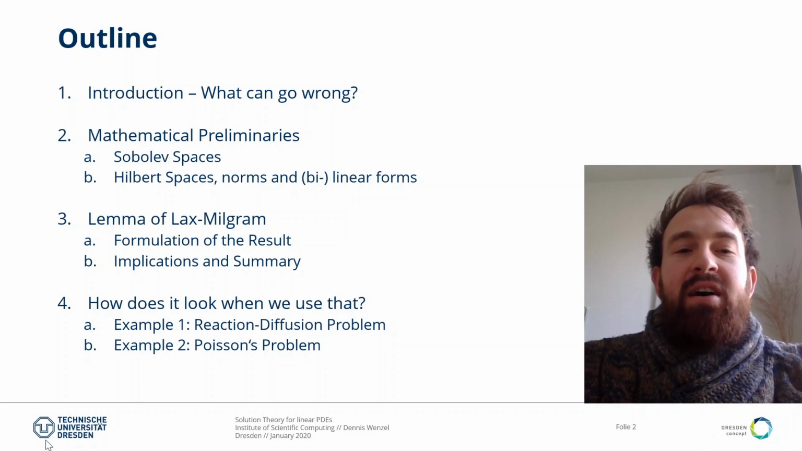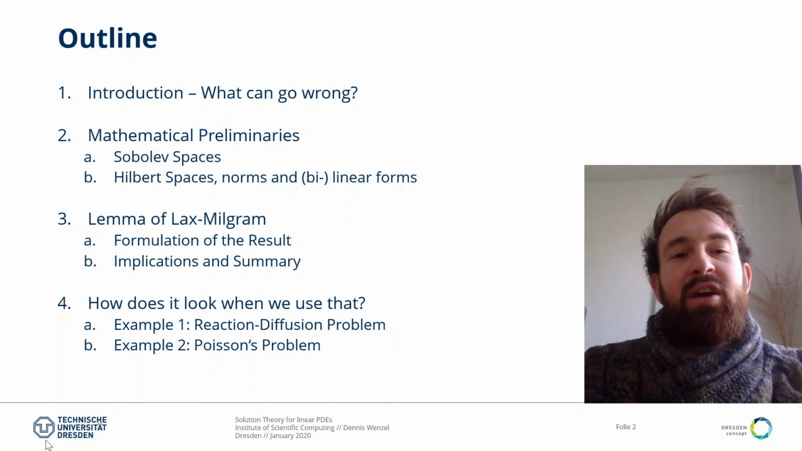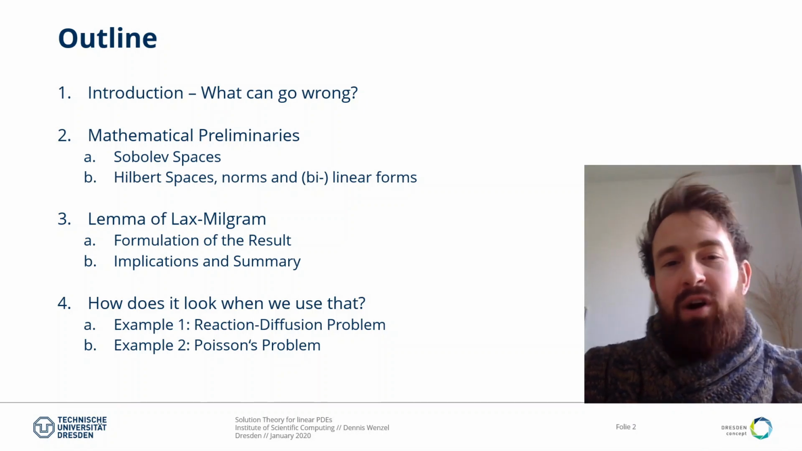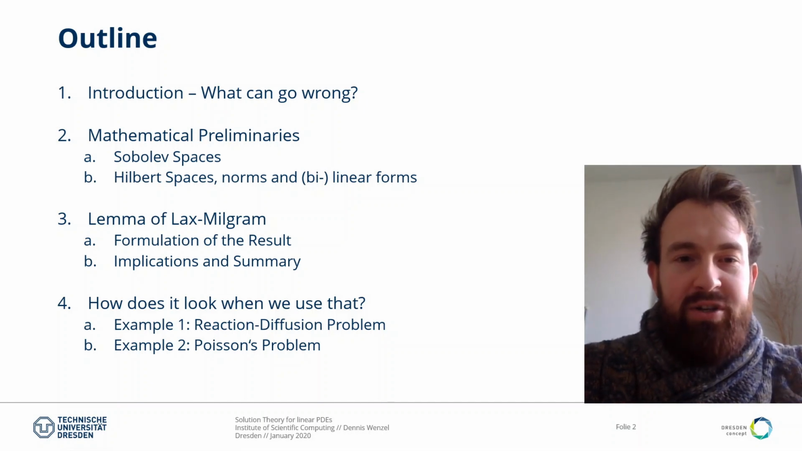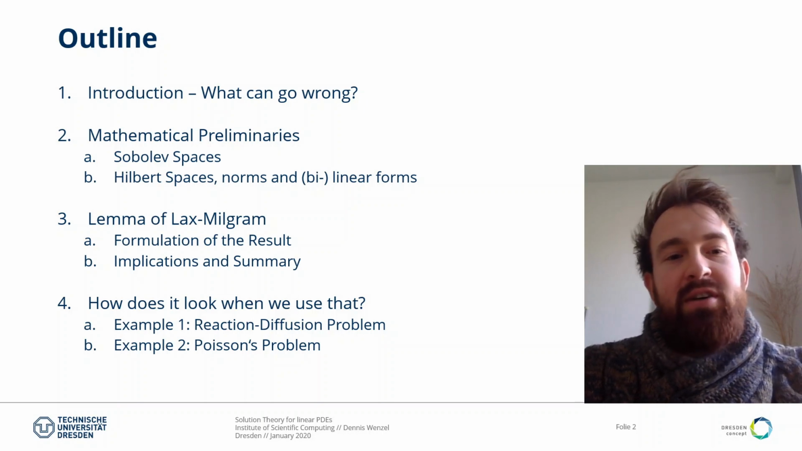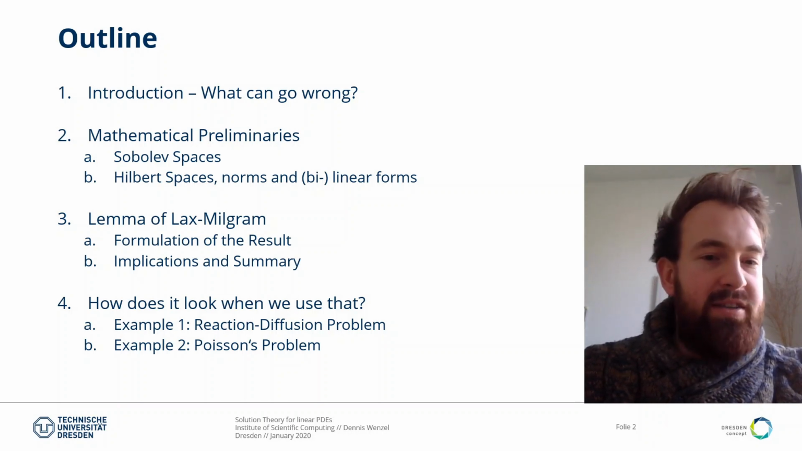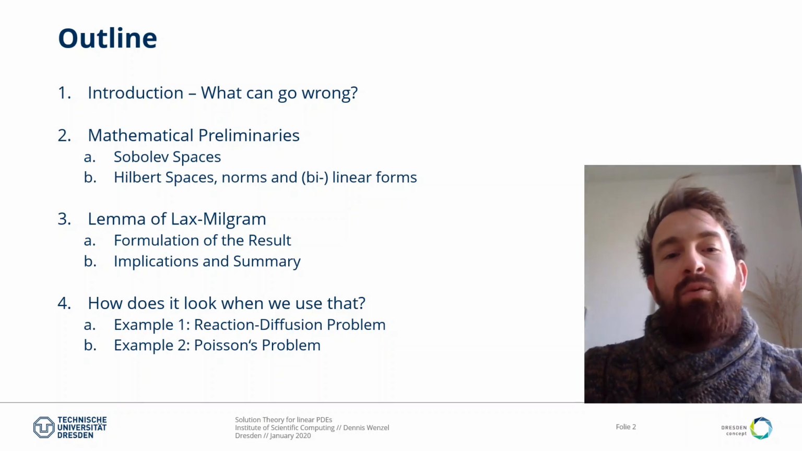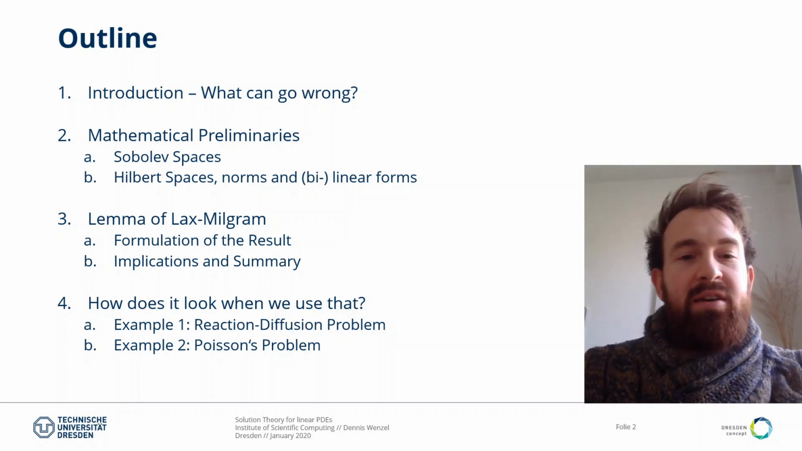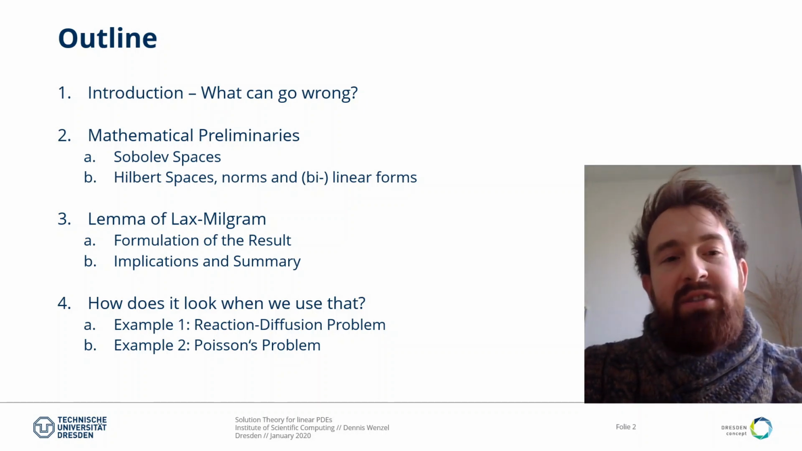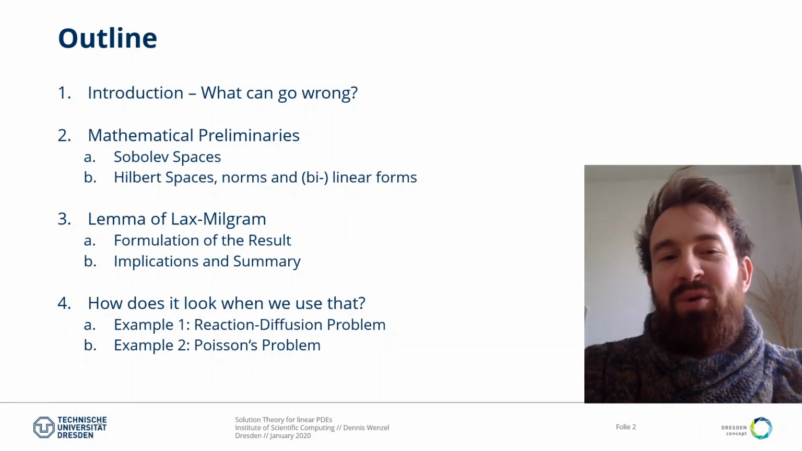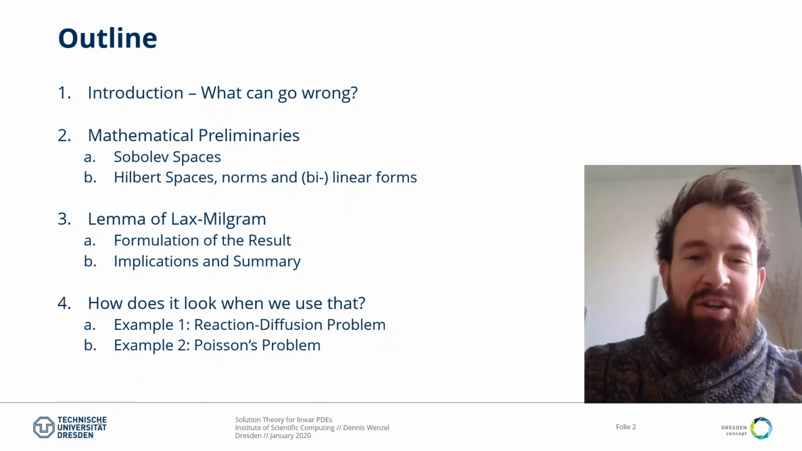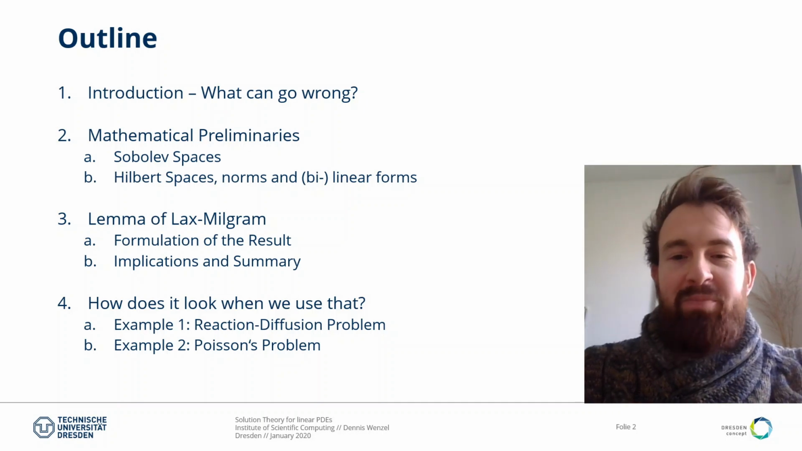And in the end, that's probably the most interesting part: how does it look if we use the Lax-Milgram lemma for our purposes of finding out solutions for partial differential equations? And we do this with the help of two examples that you have seen before. One reaction diffusion problem and Poisson's problem. So nothing new there. But you will see how differently they behave, and you will also see the reason why, in this case, I have started with the reaction diffusion problem and not with Poisson's problem.